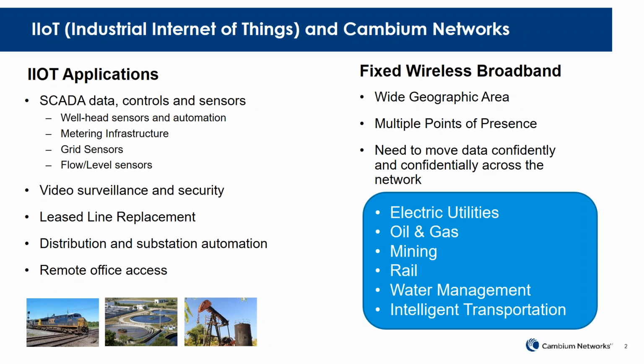And what kind of ties all these together, and what makes Cambium interested in these areas, is really the fact that these cover a wide geographic area. Mining applications are generally large-scale operations with lots of points of presence, and security and reliability is important to access and get the data across the network reliably and securely. So we really look at the following vertical industries: electric utilities, oil and gas, rail, water, wastewater, stormwater management, and then intelligent transportation. And of course, what we're talking about today is the mining applications.